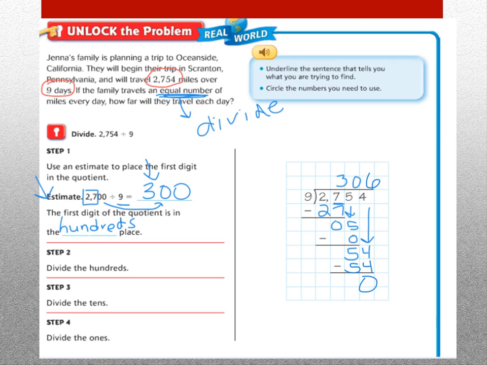But remember the beauty of this, we can know immediately if our answer is right or not. So let's go ahead and check it. We're going to take our quotient, which was 306, multiply it by our divisor, which was 9. 9 times 6 is 54. 9 times 0 is 0, plus 5 is 5. 9 times 3 is 27. Our product, 2,754, matches our original dividend of 2,754, so we know our answer is correct.